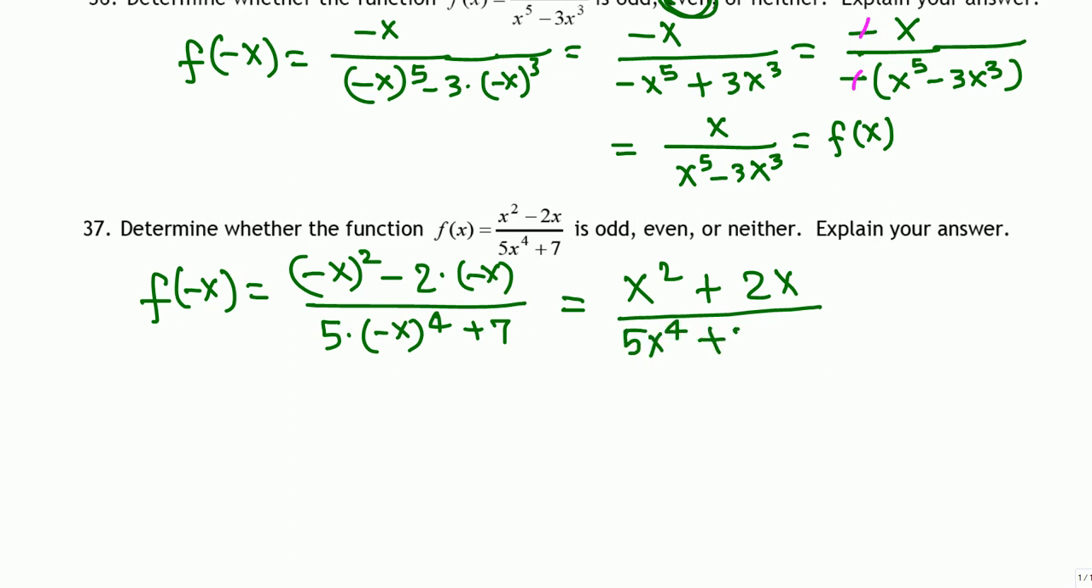plus 7. If we look closely, the bottom is still the same, 5x to the fourth plus 7, but the top is different, x squared plus 2x, and we can never make this minus because it's already plus. So this is not the original function nor the negative of the original function. If we multiply by negative, then we will have both negatives. That's not the case, so neither. This is not the original function, not negative 1 times the original function, so neither.